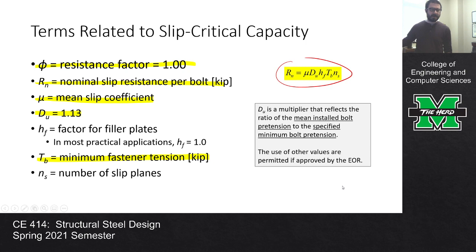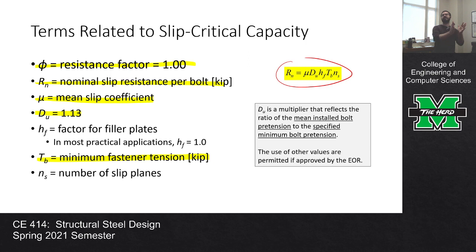Du is a multiplier, and what it accounts for is the ratio between the mean installed bolt pretension and the specified minimum pretension. Here's in a nutshell what I'm talking about. All of those methods I mentioned earlier, the twist-off control bolts, the direct tension indicators, all that stuff, those methods are all designed to achieve a specified minimum pretension value in the spec. But here's the truth of it.